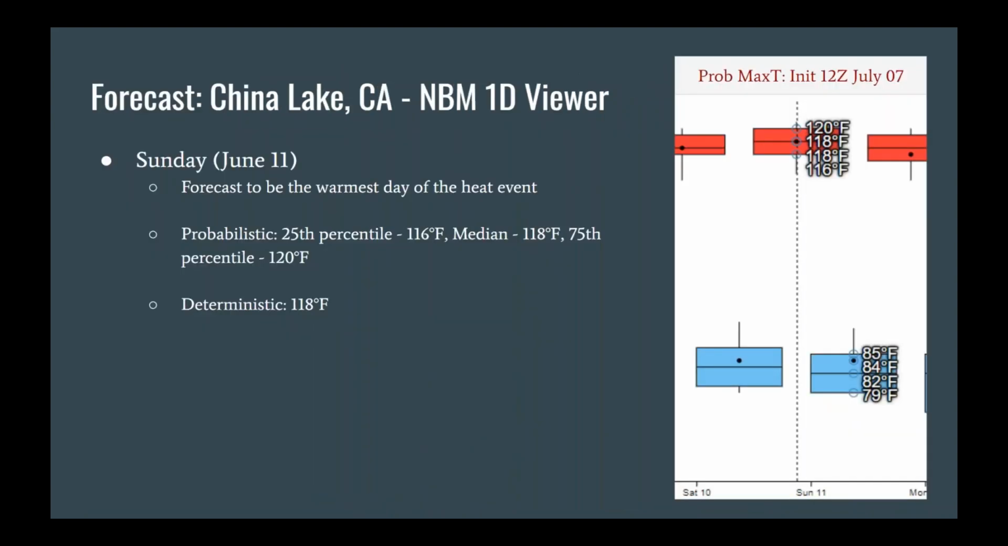So looking at some point forecasts here, like we mentioned previously, the NBM is showing Sunday to be the warmest day of the heat event. This is for China Lake in the Indian Wells Valley, and you can see the 25th percentile is 116 degrees, median 118, and the 75th 120 degrees. And you can see the deterministic is right at the median there at 118 degrees. And by the way, just to note, this is from this morning, so this is the newest deterministic and probabilistic NBM run.